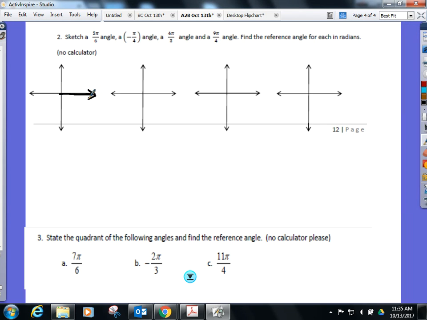Brianne, what quadrant am I in? Second quadrant. Good deal. 150. Make sure you get a rotation arrow for me. 5 pi over 6.